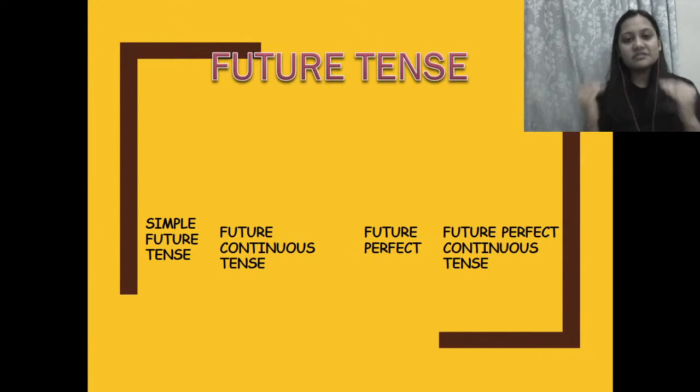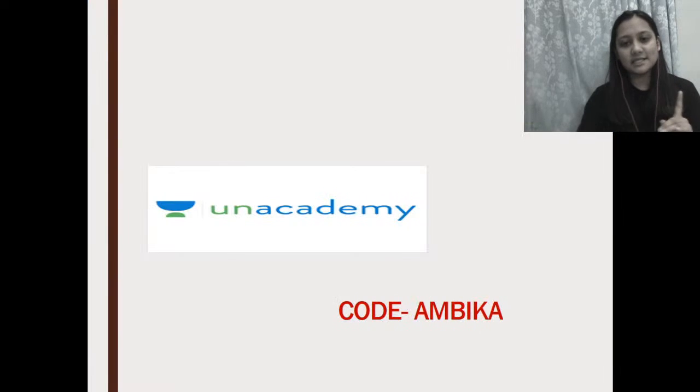So now that is further divided into four parts. They are simple future, future continuous, future perfect, and future perfect continuous tense. We will talk about each one of it in detail.